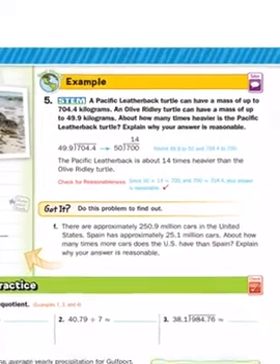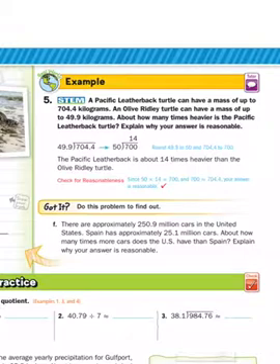Now, example 5 says, a Pacific leatherback turtle can have a mass of up to 704.4 kilograms. So that's basically how much it weighs. An olive ridley turtle can have a mass of up to 49.9 kilograms. Now it says, about how many times heavier is the Pacific leatherback turtle? Explain your reasoning. Now, did you see where it says about? That's your clue that this is an estimation problem.